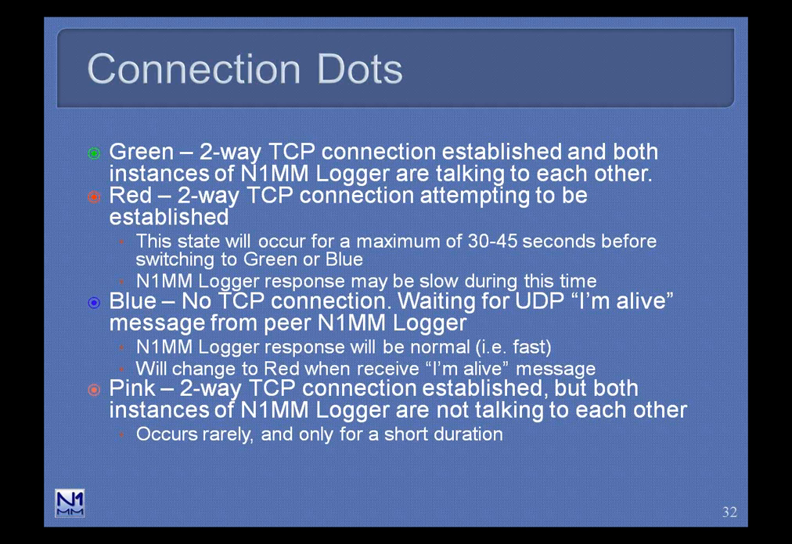There's one more connection state that you'll see rarely, and that's pink. Pink is kind of a halfway point. It means that we've got a TCP connection established between the two stations. However, the two instances of N1MM Logger are not yet talking to each other. So it should change very quickly from pink to green.